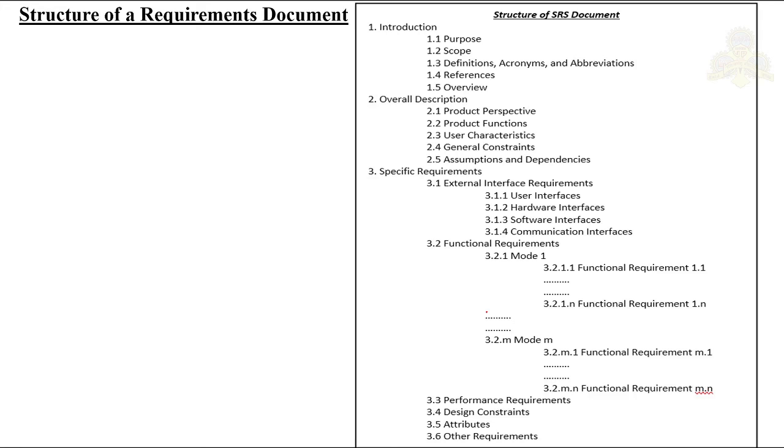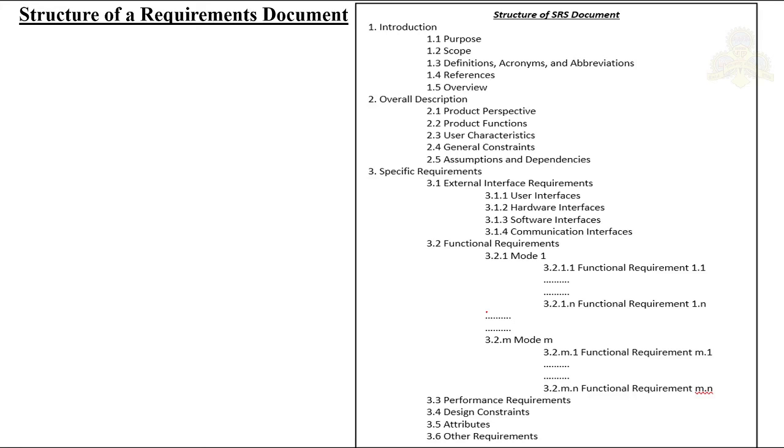Now, for each functional requirement, the required input, what will be the output, and how the processing of the input has to be done, all these things are specified. Again, for the input, what should be the format of it, the source of the inputs, any units of measure, valid ranges, accuracies, all these things have to be specified.